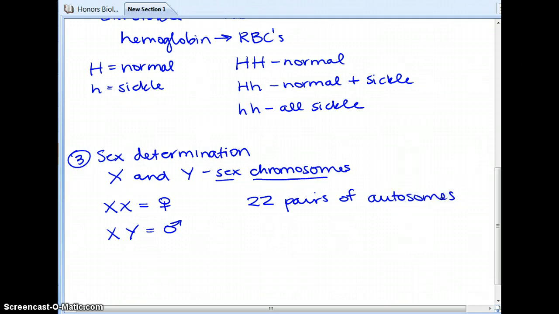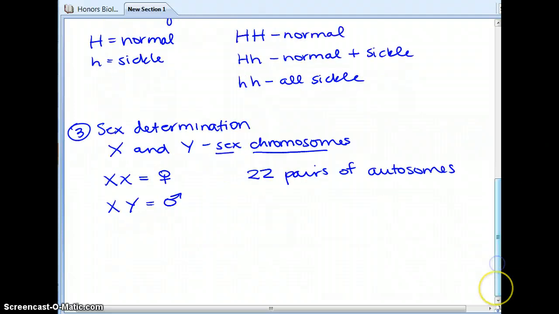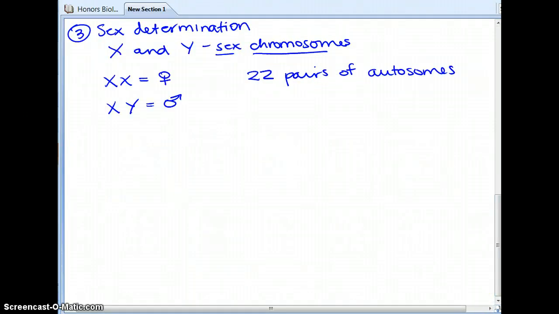Okay? So just to clarify and make those distinctions, all of the genes and alleles that we've been talking about so far have been autosomal. Okay? But now we're going to be talking about sex-linked traits. So we need to talk about how we set up these Punnett squares for sex-linked traits.